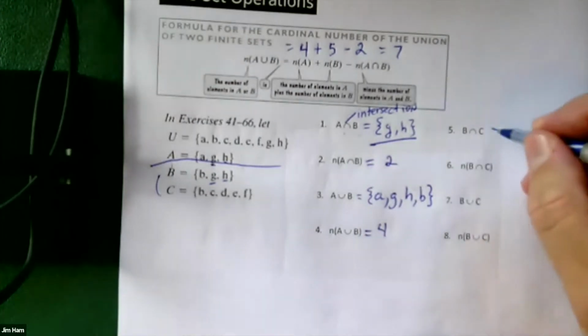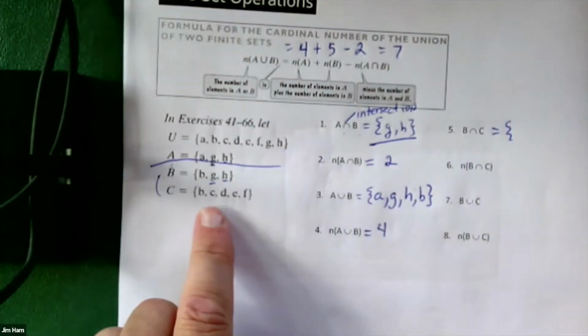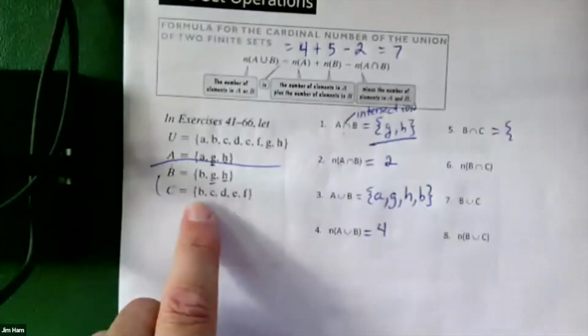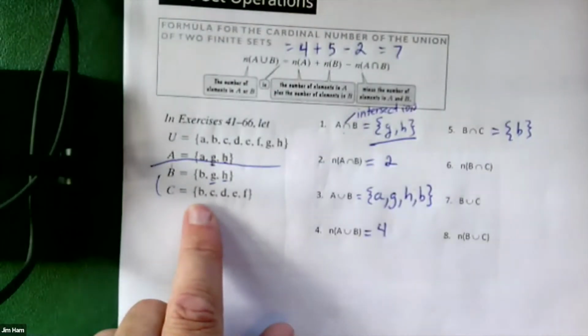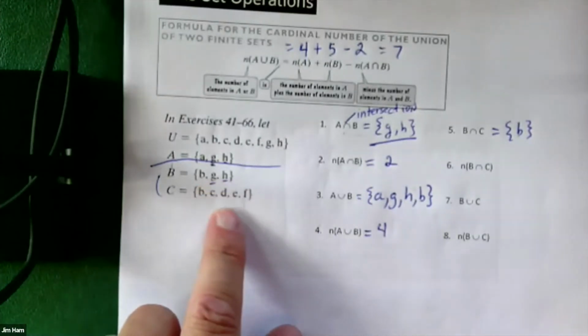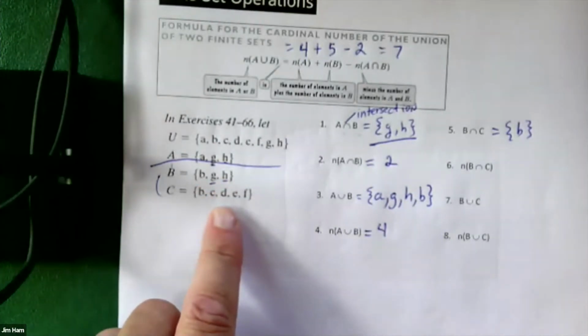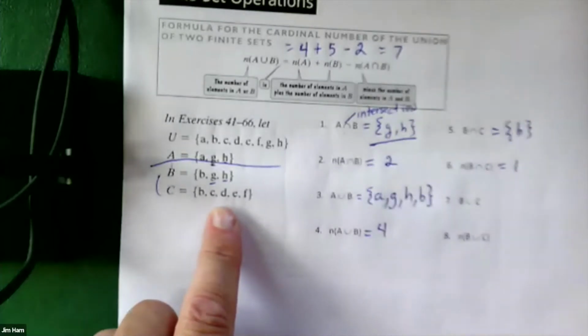Okay, let's take a look. B intersect C. Common elements, looks like there's a B. And I guess that's about it, right? Just the B in common. I don't see G in this set, and I don't see H, so I guess that's it. And of course, that's just one element.